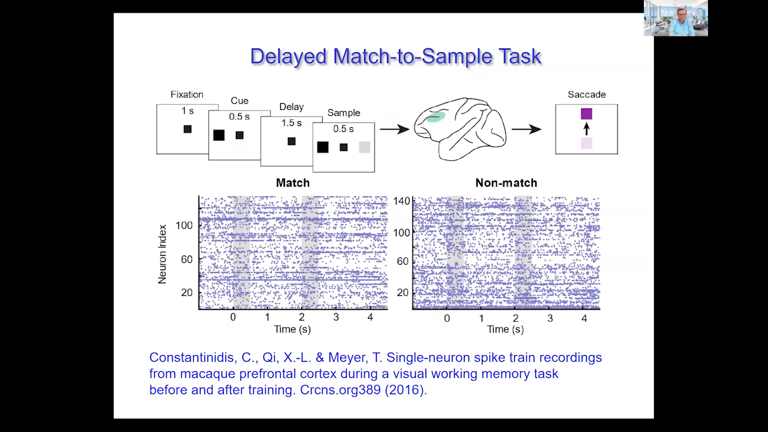And we're going to be comparing it to data recorded from the prefrontal cortex by Constantinides. It was a data set that's available publicly through CRCNS. And here's the task they trained a monkey to do. It's a very large data set, so it's very rich. First, you fixate. A cue comes on either on the left side or the right side. And then there's a delay of a second and a half. And then the sample comes up. And if it's the same, you move your eye up. And if it's the opposite direction, you move your eye down.